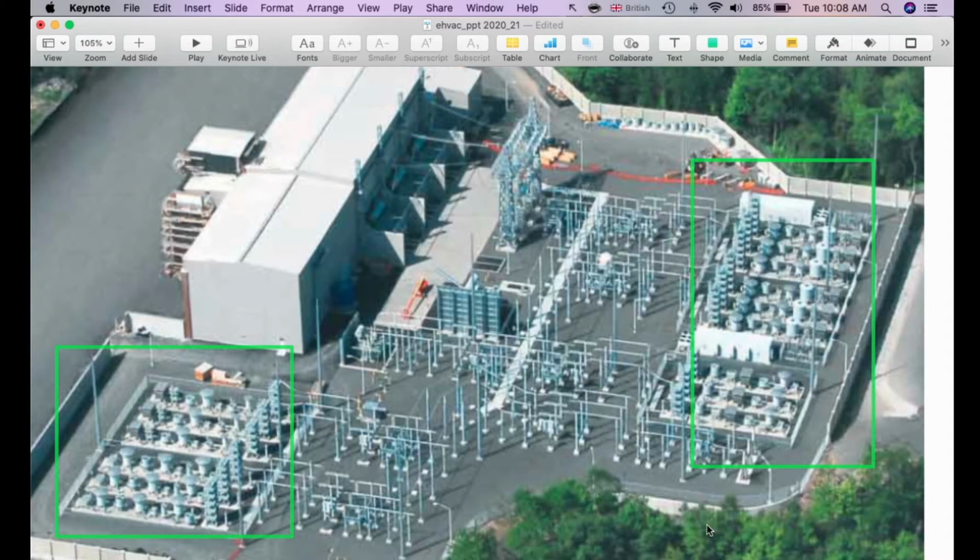Apart from the filter yard, you can observe the area all the way here, these are all the circuit breakers, isolators. Similarly here all the way, there are lightning arresters, isolators, circuit breakers.